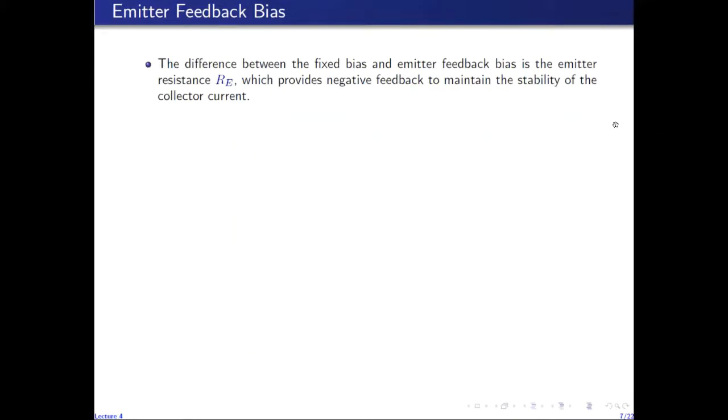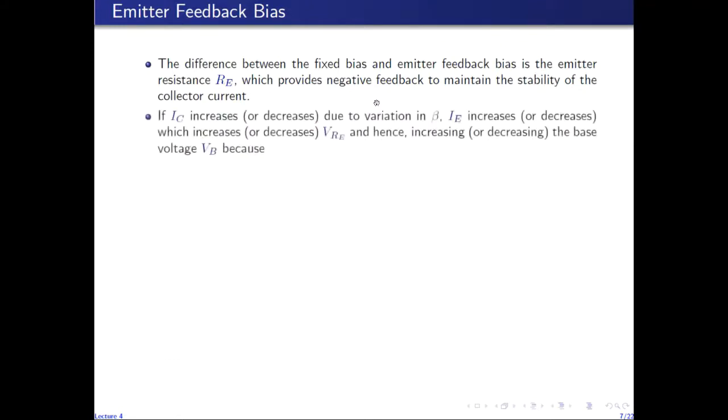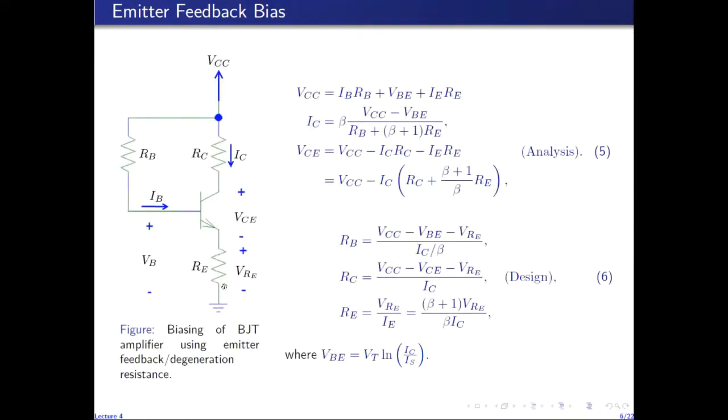So, like I said, the difference between fixed bias and emitter feedback bias is the emitter resistance RE, which provides negative feedback to maintain the stability of the collector current. For example, assume that IC increases due to some variation in beta, which will increase IE because IE is IC over alpha. So IE will increase, which will increase VRE because RE is fixed. So when current through RE increases, VRE will increase, which will in turn increase VB because VB equals VBE plus VRE.